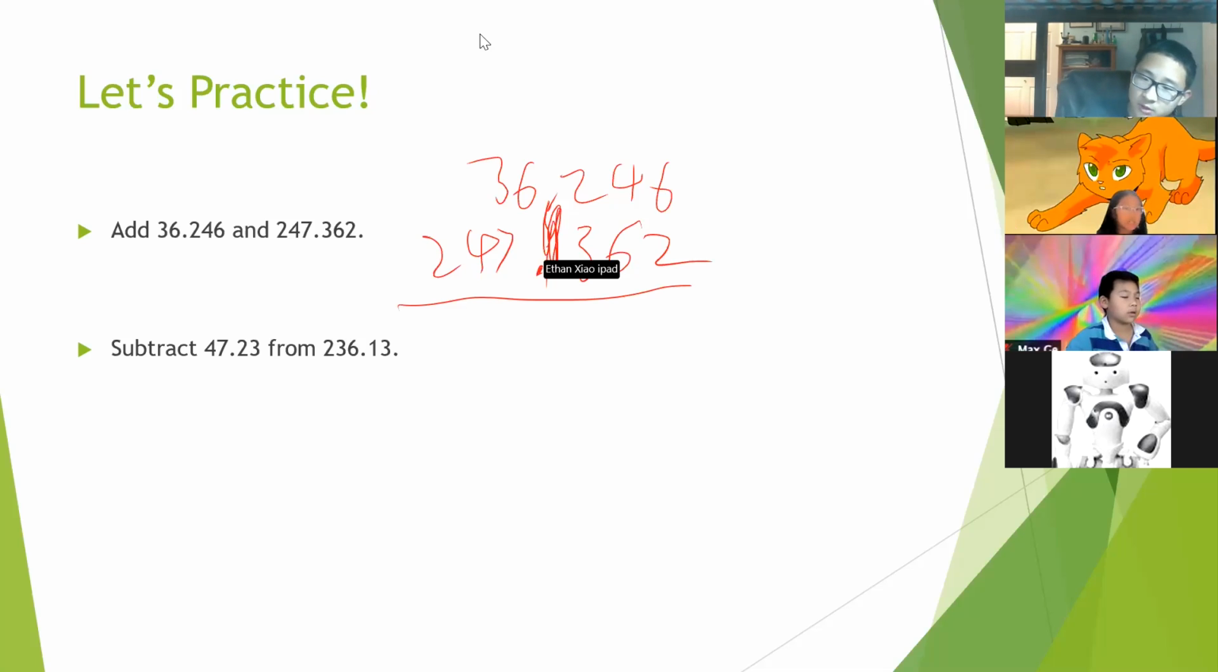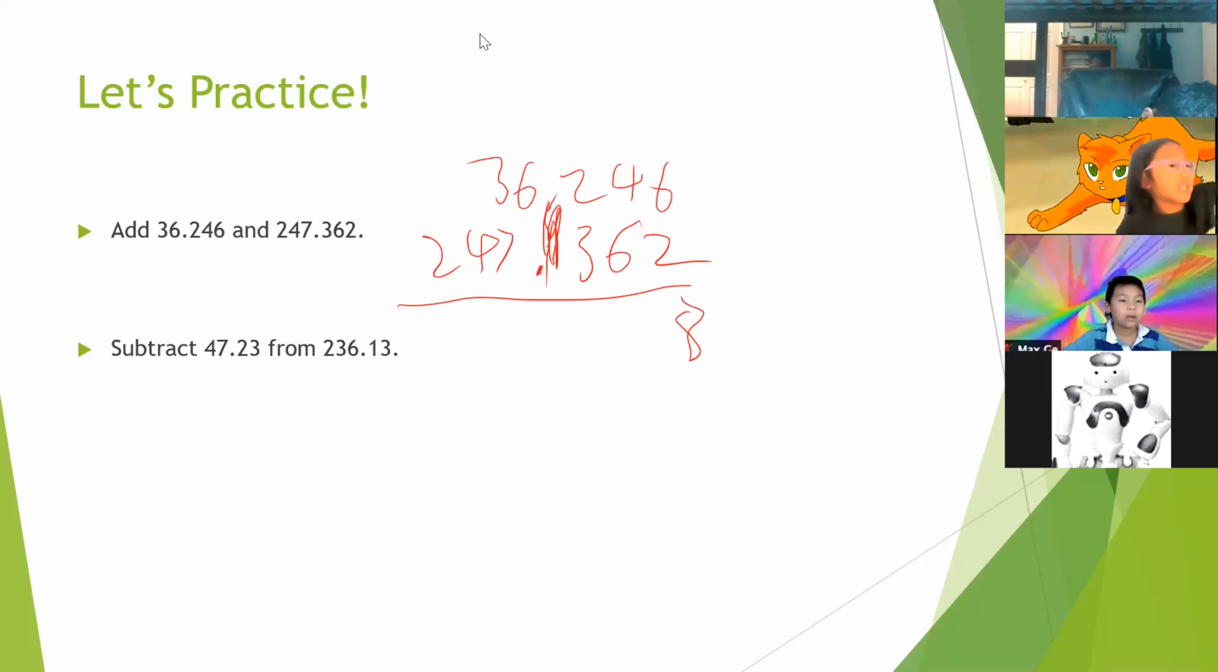So now we have to start from the right and go to the left. So first we look at 6 and 2. That is 8. 4 plus 6 is 10. That's bigger than 9. So we have to use the units digit, which is 0, and carry over the tens digit, which is 1. So 1 plus 2 plus 3 is 6. Now we just put the decimal point here and we have to align it.